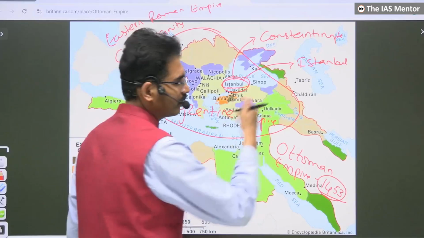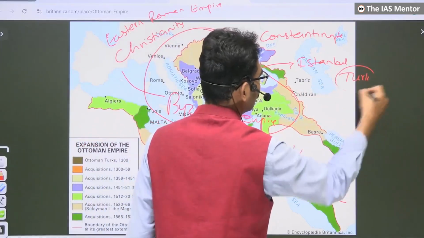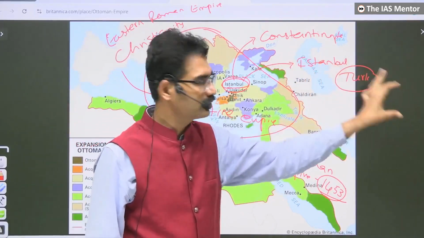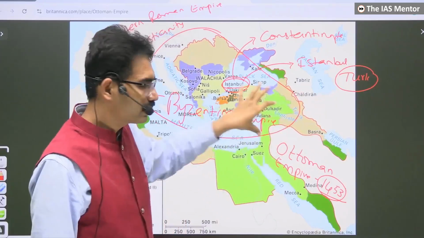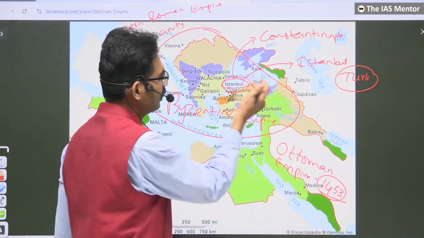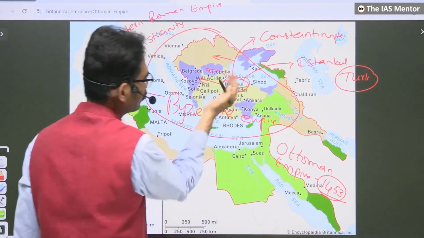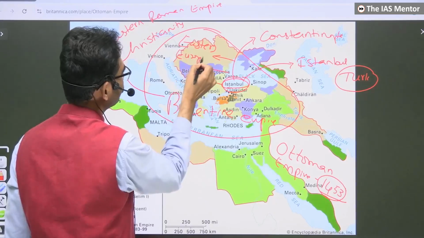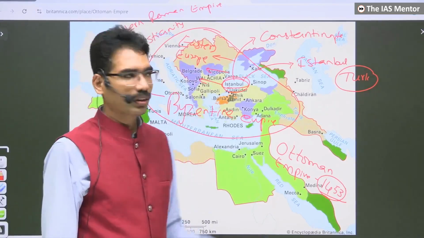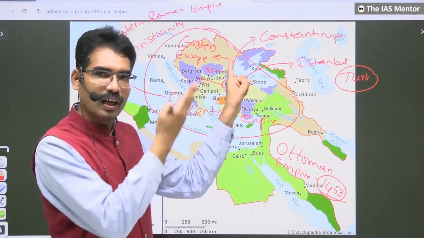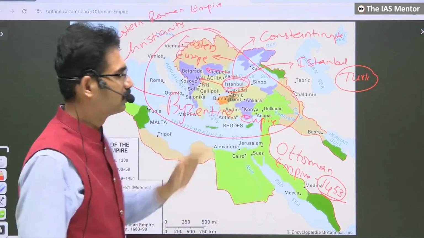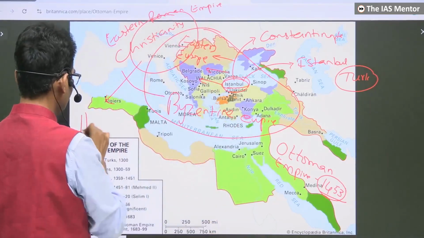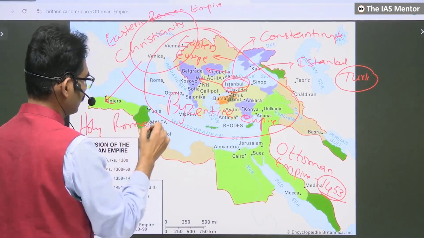Ottomans were Turks. They gradually expanded to different places, and even in India, the Delhi Sultanate was established by Turks. In this region, they further expanded towards Eastern Europe. Again, see the term, Eastern Europe. Now, if someone is expanding, who is the other empire trying to protect this? On this side, one empire is there that is known as the Holy Roman Empire.